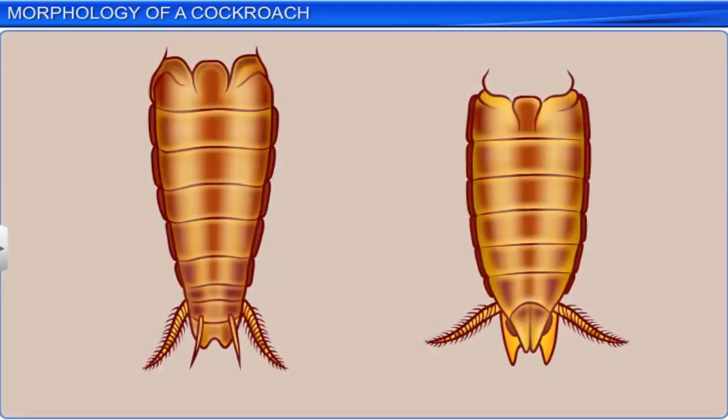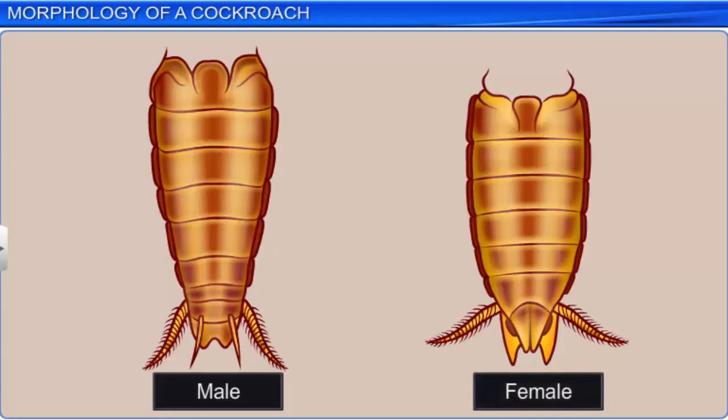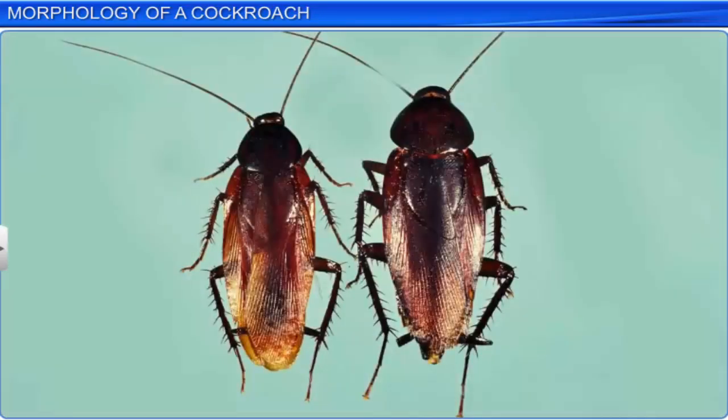The 10th segment of both male and female cockroaches bears a pair of jointed filamentous anal cerci that function as sense organs. Additionally, male cockroaches bear a pair of short anal styles which are absent in females. These features help distinguish between a male and a female cockroach. Thus, the morphological study of a cockroach includes features such as its color, shape, size, and external organs.